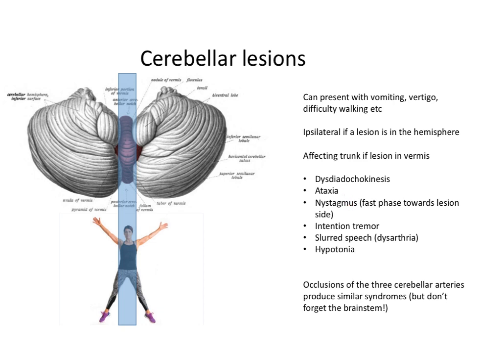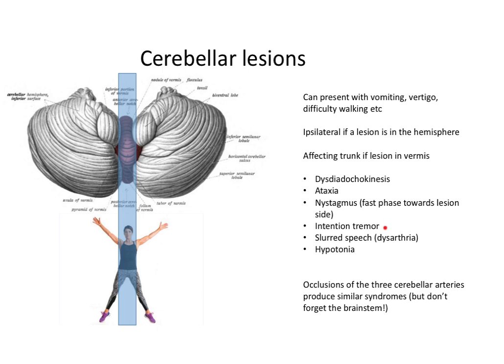Nystagmus is an involuntary flickering movement of the eyes, and in the case of nystagmus caused by cerebellar lesions, the fast phase of the nystagmus is towards the side of the lesion. And you can remember that as fast towards. So the T in fast reminds us that it is towards the side of the lesion.